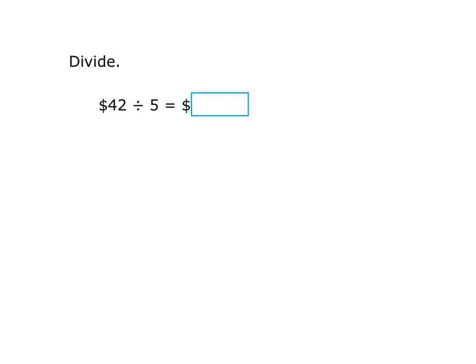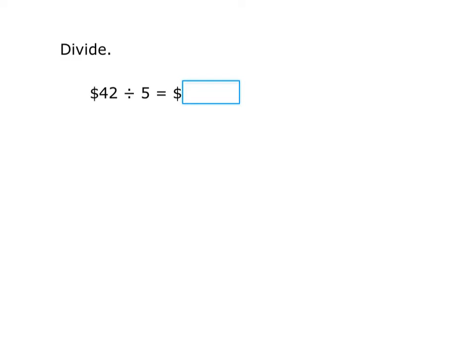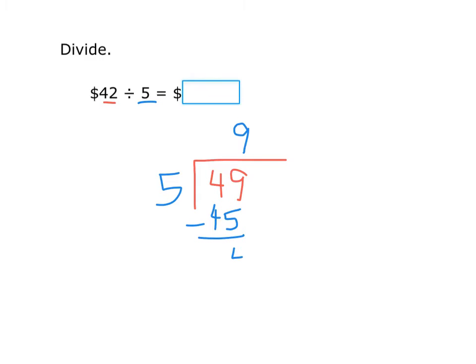All right, so we're going to divide 42 by 5. Remember, when the number is listed horizontally, the first number goes underneath the divide sign, and the second number goes on the outside. So, how much would 5 go into 4? 0 times. How many times can 5 go into 49? Well, 9 times 5 would be 45. We subtract, and we get 4.